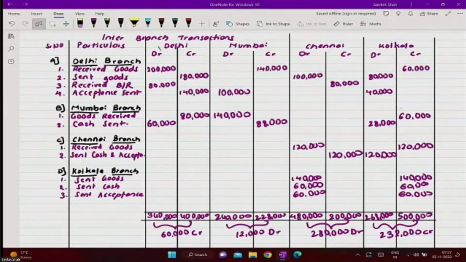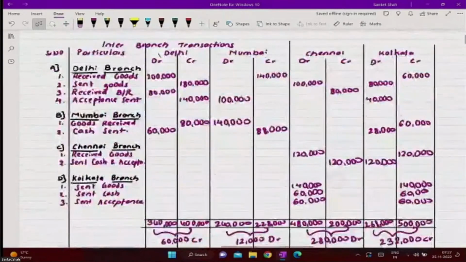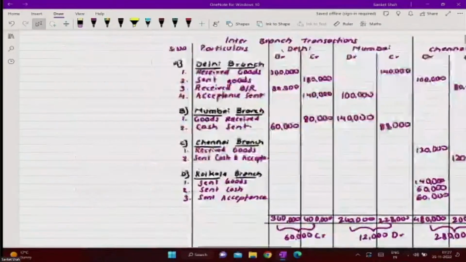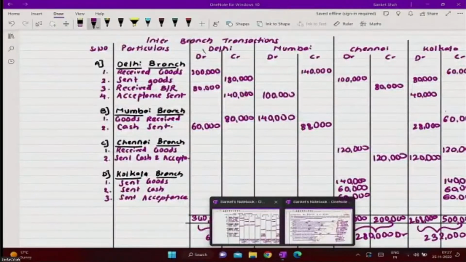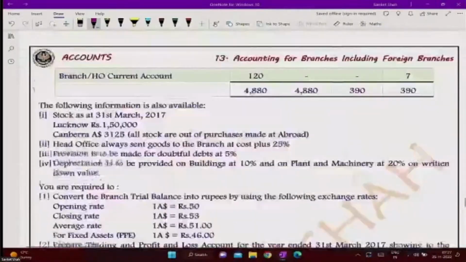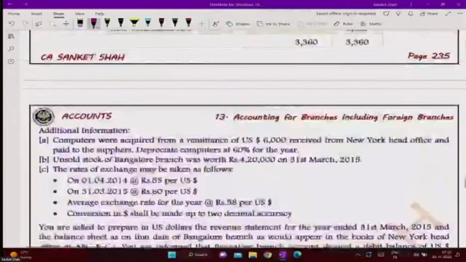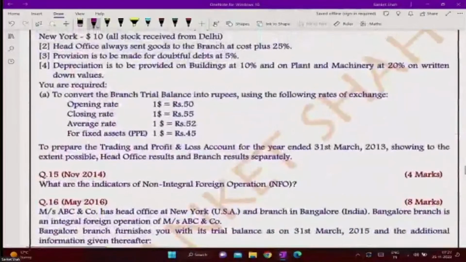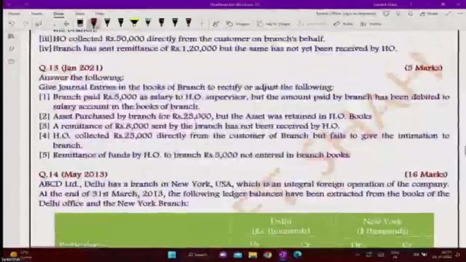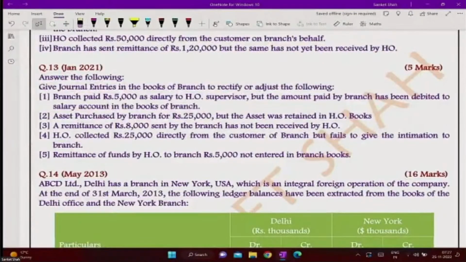Next question. We'll do 18 because this is a foreign branch. 17, 16, 15, 14 afterwards. Now come to January 2021 question.